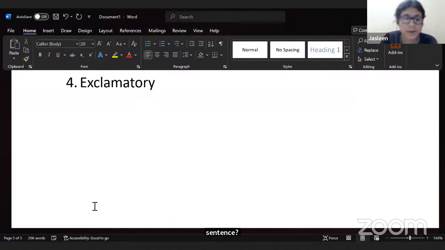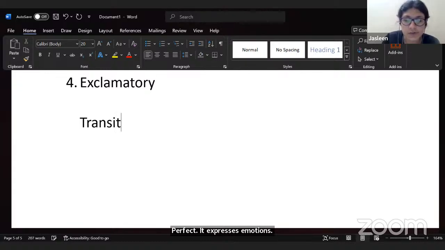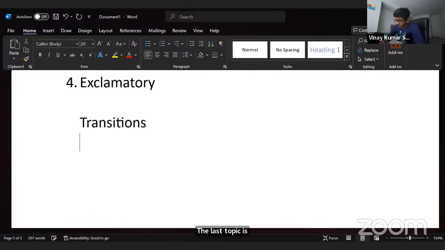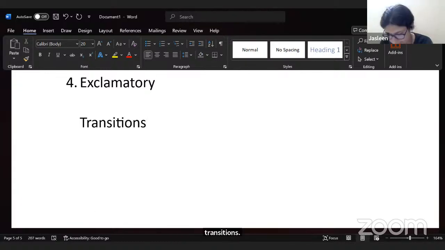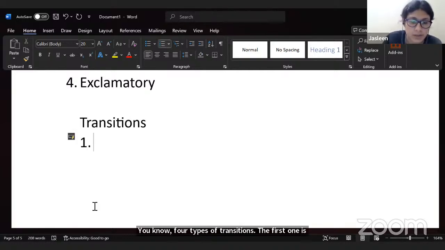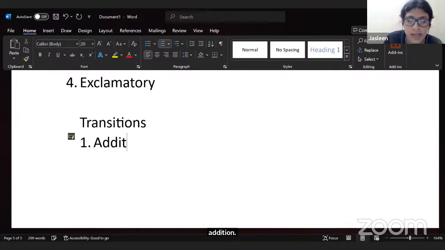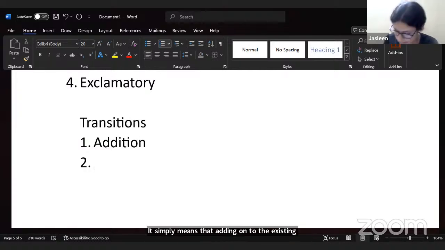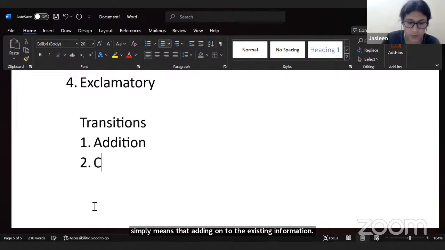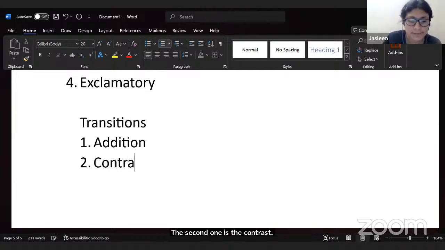The last topic is transitions. Under transitions again, there are 4 types of transitions. The first one is addition. It simply means adding on to the existing information. The second one is the contrasts, talking against.